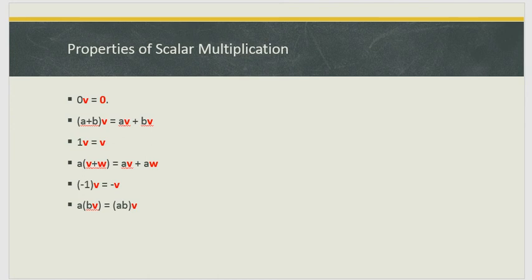And then negative 1 times the vector is the negative vector, which is just the opposite direction. And A open parentheses b times the vector close parentheses is the same as AB times the vector.